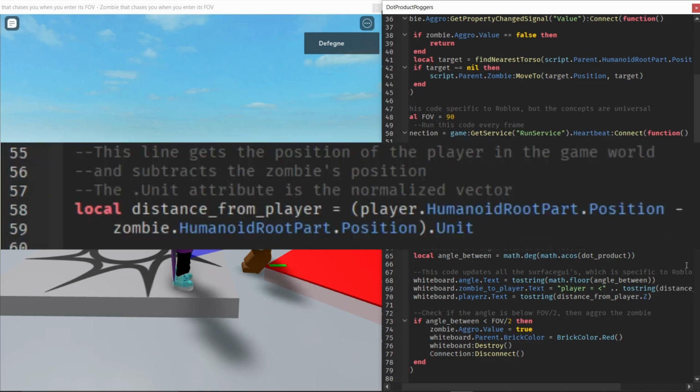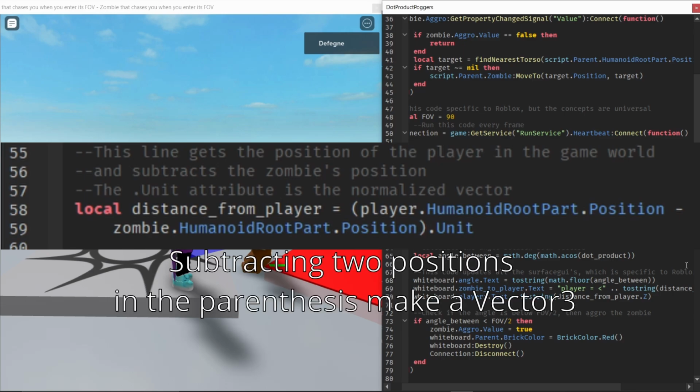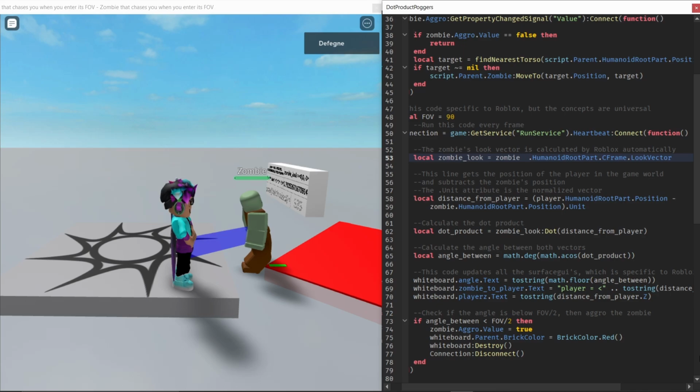The second vector we need to find is the direction vector originating from the zombie and pointing towards the player. This one needs to be calculated in real time since the position of the player changes. We take the position of the player's root part and the zombie's root part and subtract them. This vector will have a magnitude that varies. It is visualized in blue.